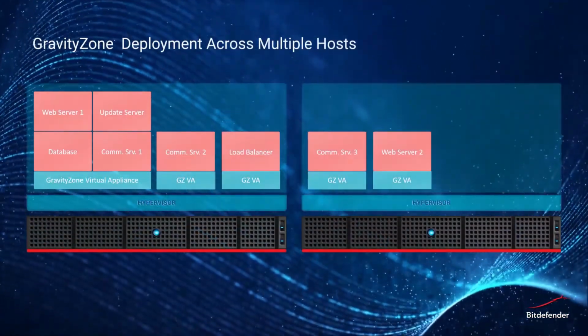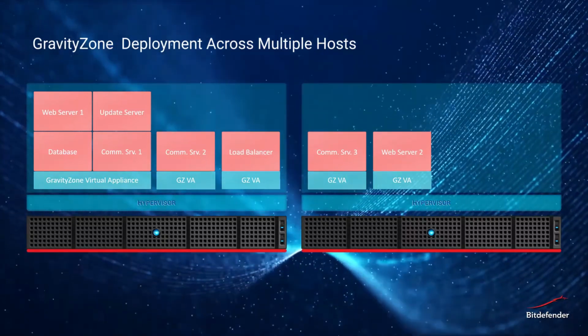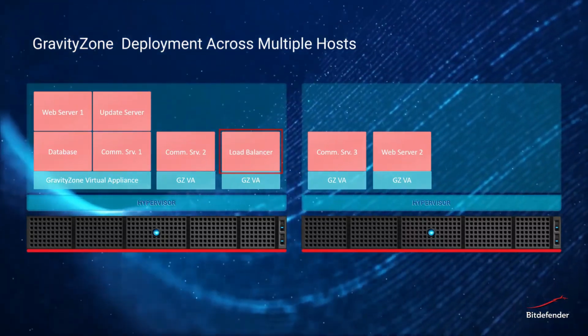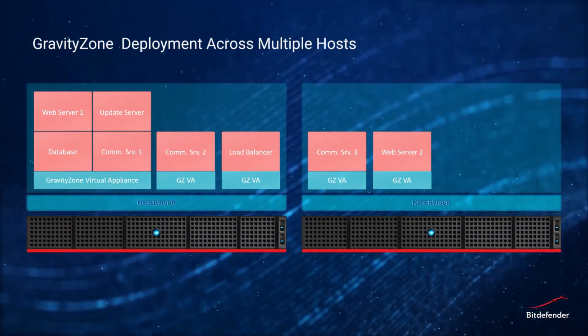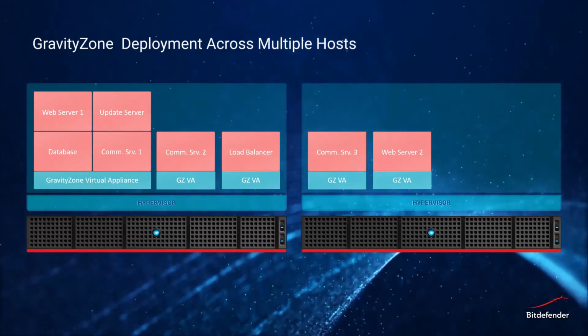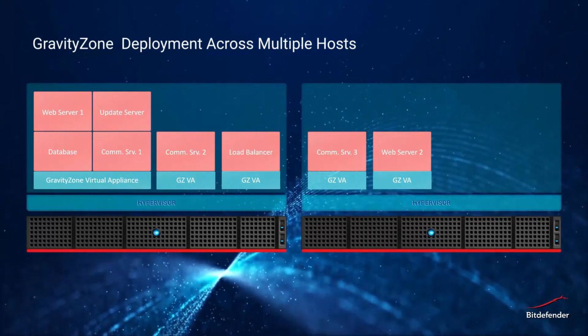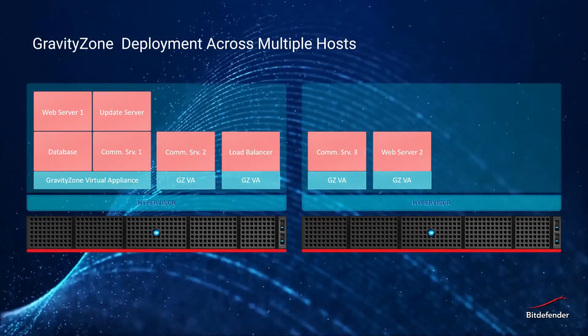The deployment scenario shown here represents a Control Center deployment spread among multiple host servers. This deployment also includes a balancer for multiple web server and communication server roles spread across several GravityZone virtual appliances. The appliances can be placed on different host servers, as long as they can communicate with each other, and with other GravityZone components through the ports specified by the GravityZone system requirements.